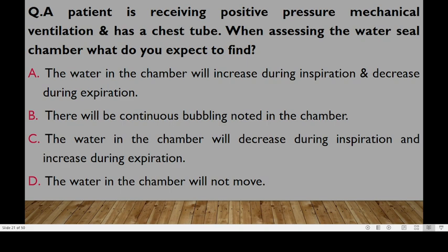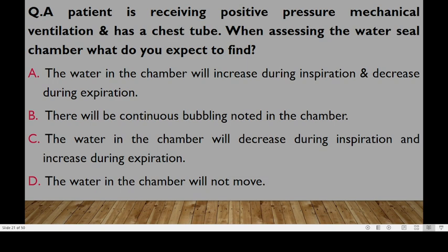What about a patient who is receiving positive pressure mechanical ventilation and has a chest tube? When assessing the water seal chamber, what do you expect to find? A: The water in the chamber will increase during inspiration and decrease during expiration. B: There will be continuous bubbling noted in the chamber. C: The water in the chamber will decrease during inspiration and increase during expiration. D: The water in the chamber will not move.